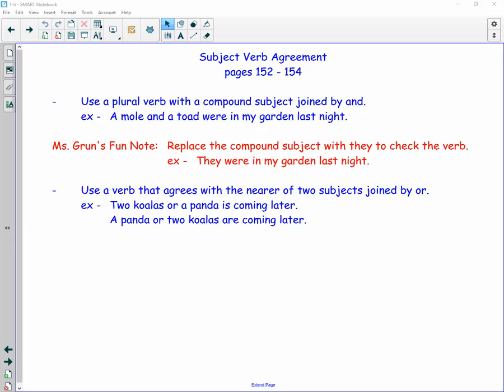This lesson is from the 8th grade Houghton Mifflin English book. It is on subject-verb agreement, and it coordinates with pages 152 to 154 in the student textbook.